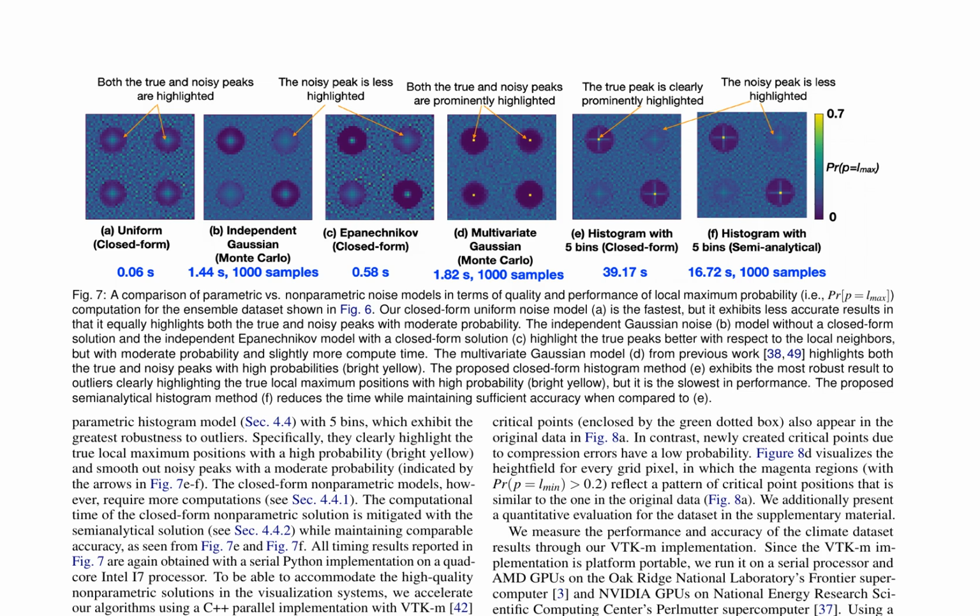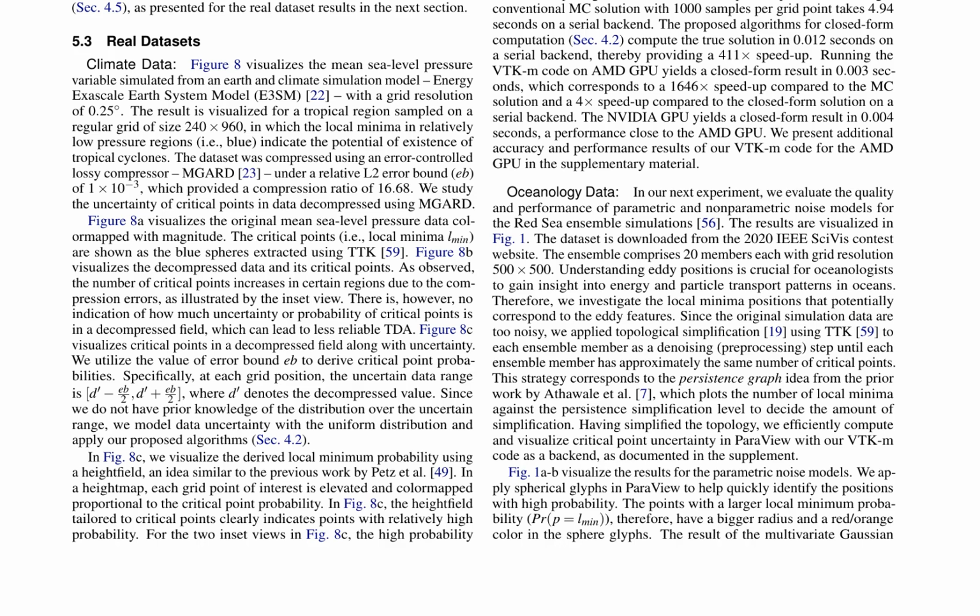The authors then apply their proposed algorithms to real datasets, including climate data from the Energy Exascale Earth System Model, E3SM, and oceanology data from the Red Sea Ensemble simulations. For the climate data, Figure 8 visualizes the mean sea level pressure variable with local minima indicating potential tropical cyclones. The authors demonstrate how their algorithms can derive critical point probabilities using the error bound from the lossy compressor MGARD, providing a more reliable topological data analysis.